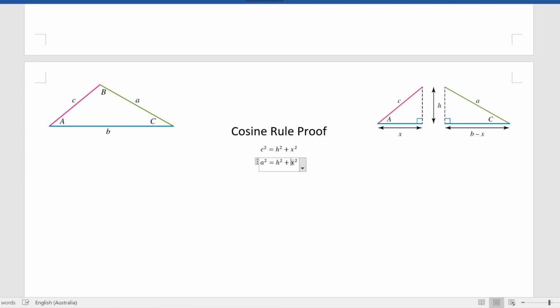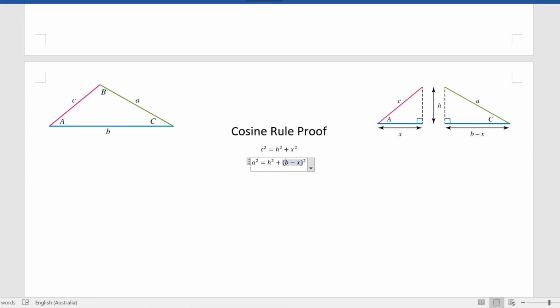A squared is equal to H squared plus, now instead of X, we've got B minus X. Now, this is the first mistake that students might make. If you write it like this, you're only squaring the X. We need to square the B as well. So it's B minus X in brackets squared. All pretty good so far.